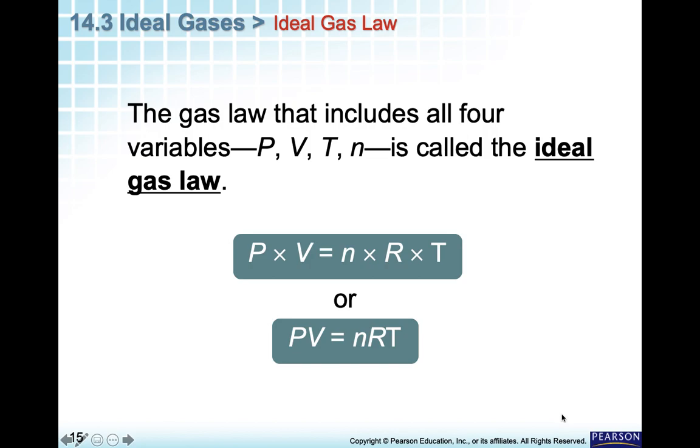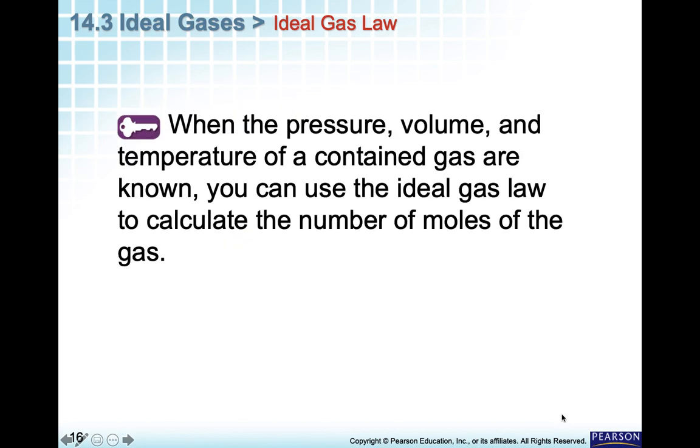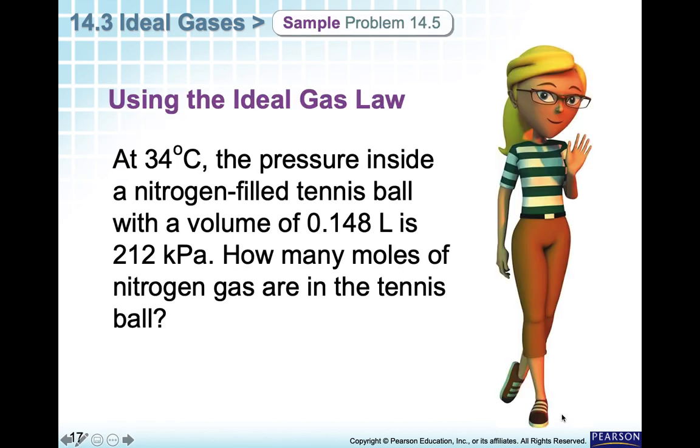So this is called the ideal gas law, and it's PV equals nRT. P is pressure, V is volume, R is the ideal gas law constant, N is the number of moles, and T is the temperature. And temperature, again, must be in Kelvin. It cannot be in Celsius, because then we would end up with a negative number for pressure, volume, or number of moles. So when pressure, volume, and temperature of a contained gas are known, we can use the ideal gas law to calculate the number of moles.